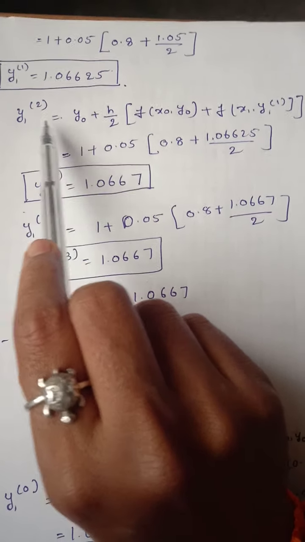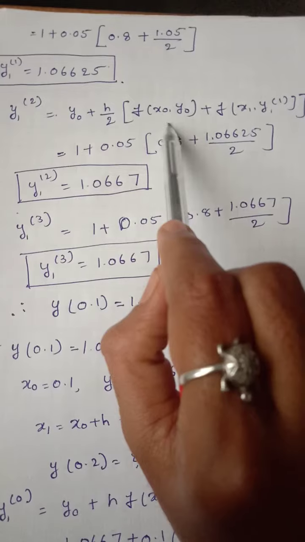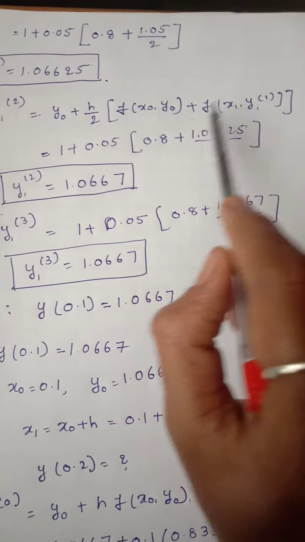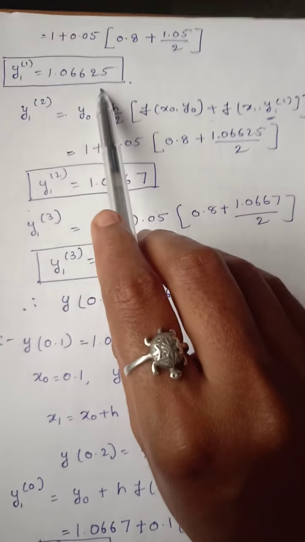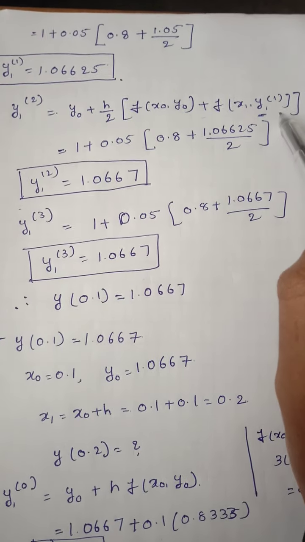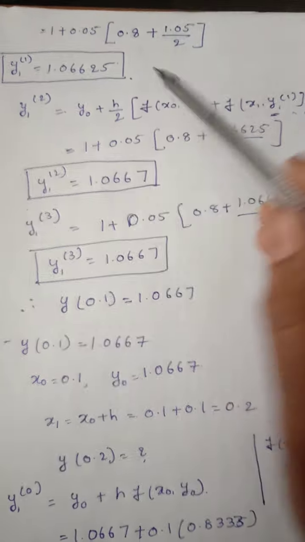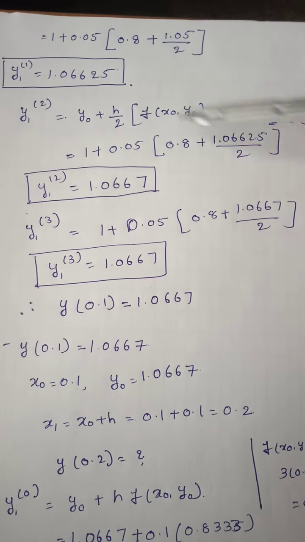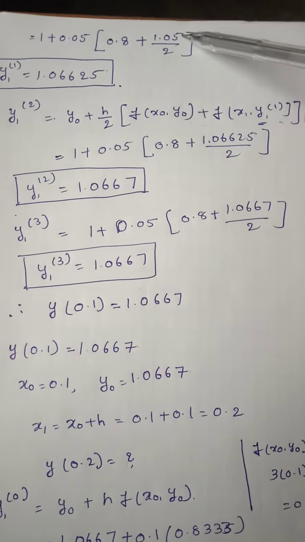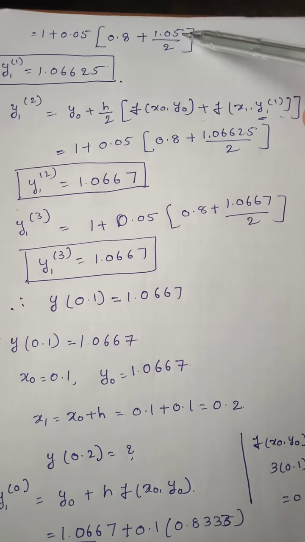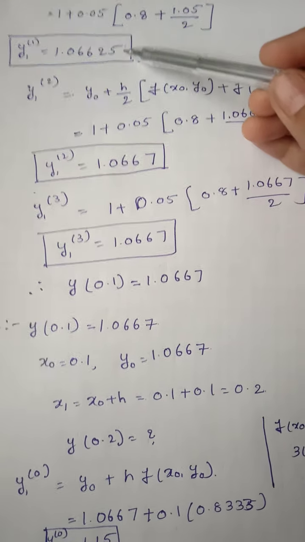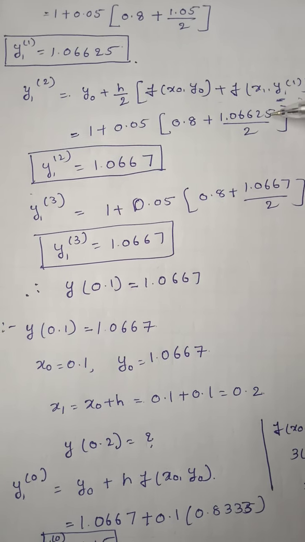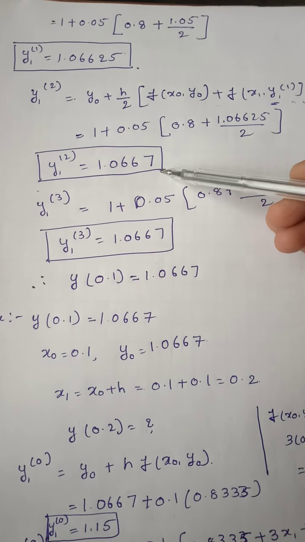What is the formula for y1 of 2? y0 plus h by 2. See, everything is the same, but here you have to change to y1 of 1. So the y1 of 1 value we have to consider here. That's why we take the same values here, 0.8. Just here, in the place of 1.05, we have to take the previous value that we found, that is 1.06625. So this is your y1 of 2.